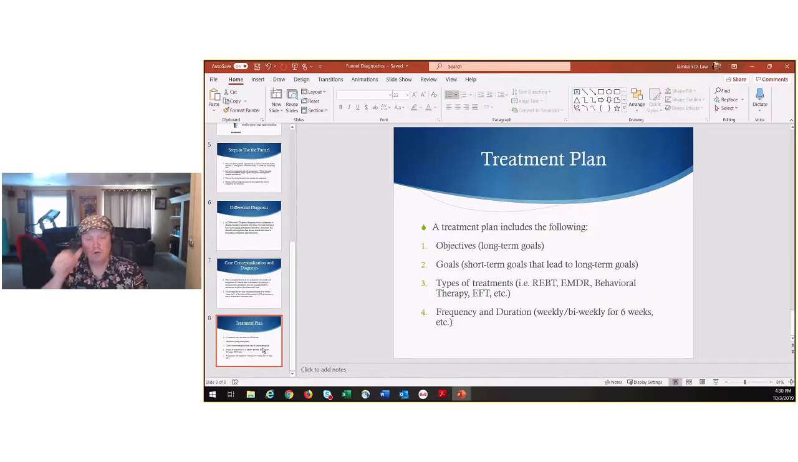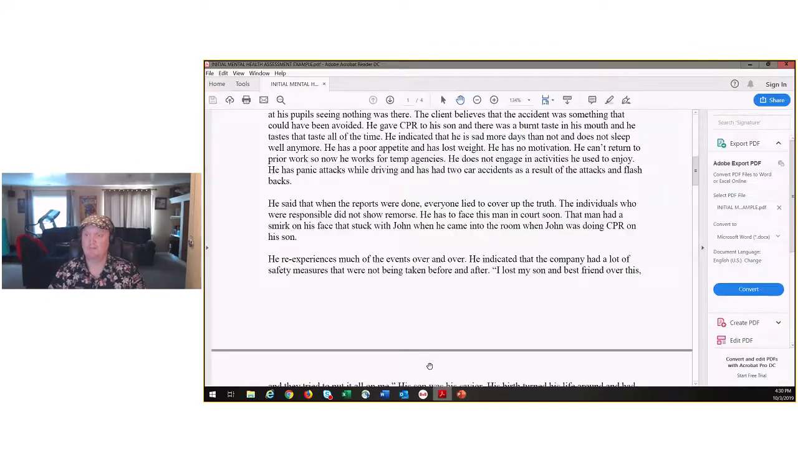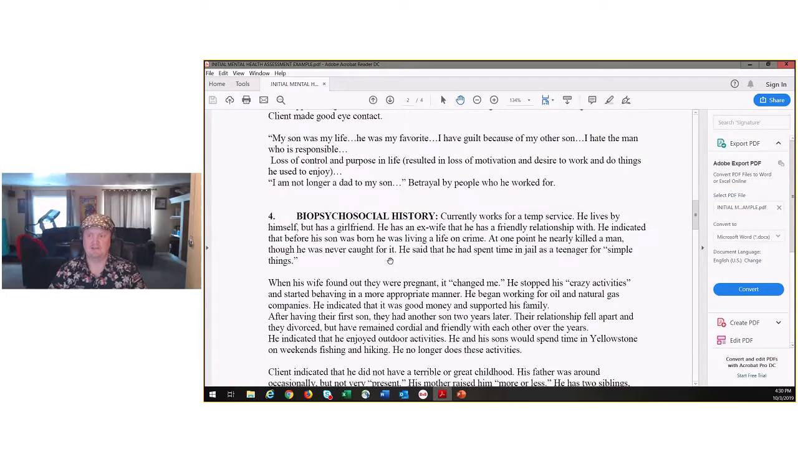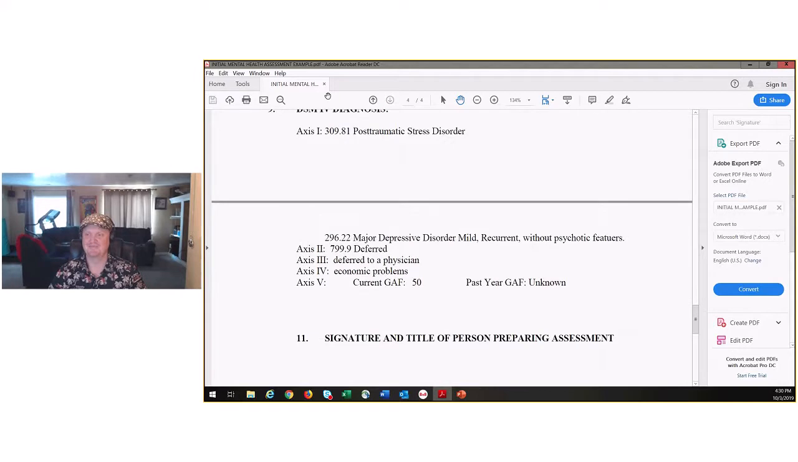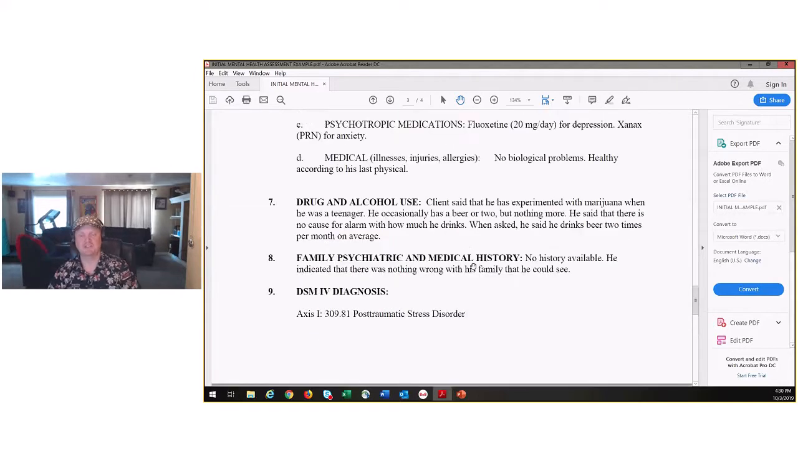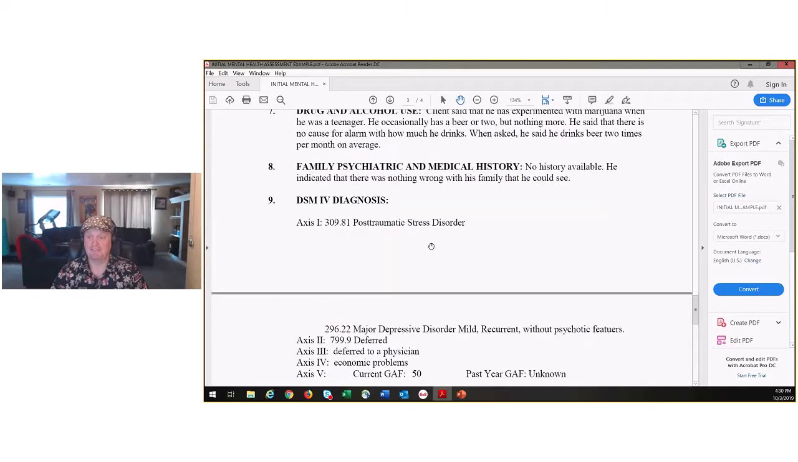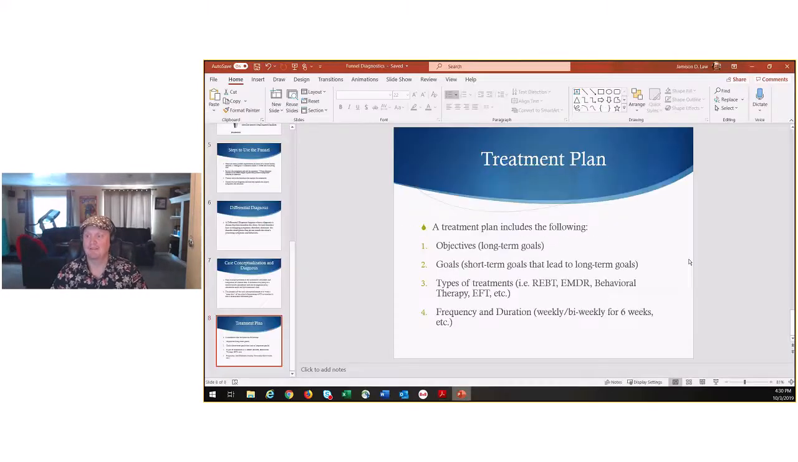Now, moving on. So you have this really great conceptualization you have written up. It has a diagnosis here. And again, just please ignore this DSM-4 thing. And it says there, post-traumatic stress disorder. This is great, but now you need to develop a treatment plan. Okay? A treatment plan includes the following.